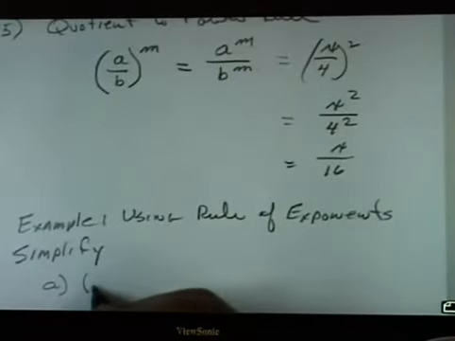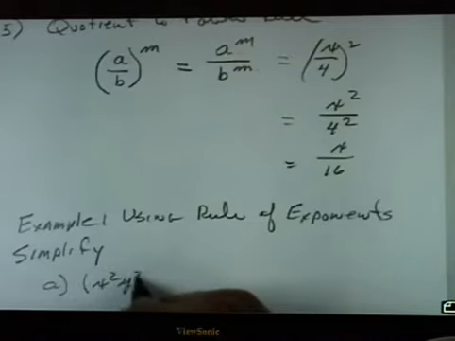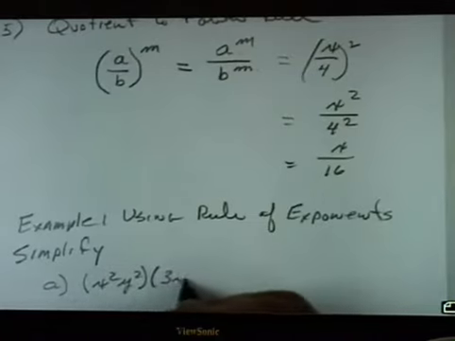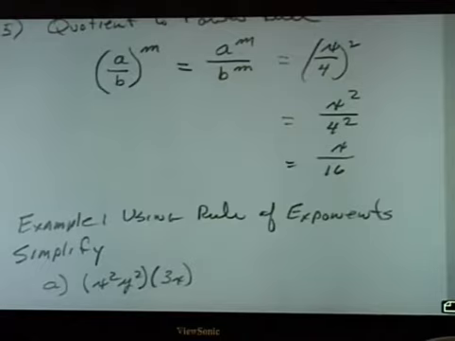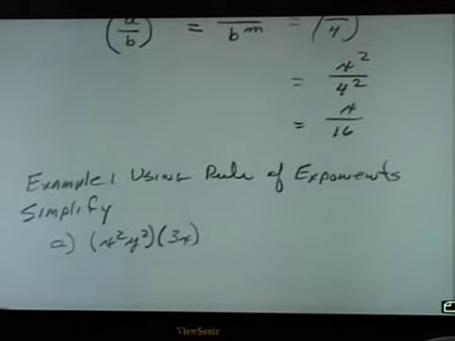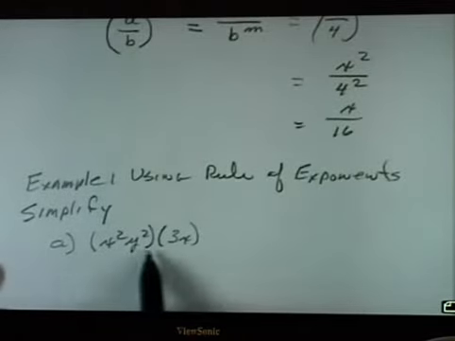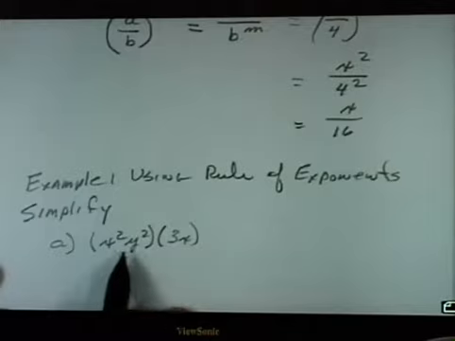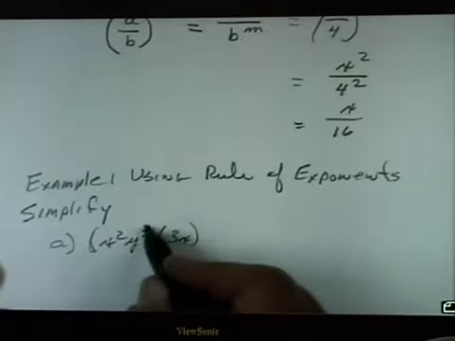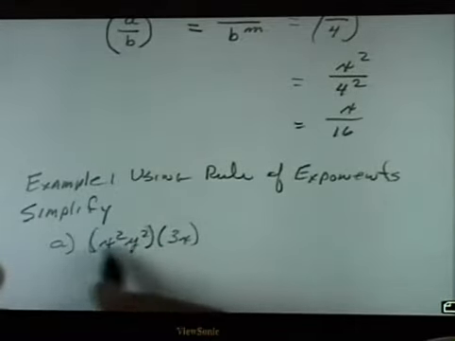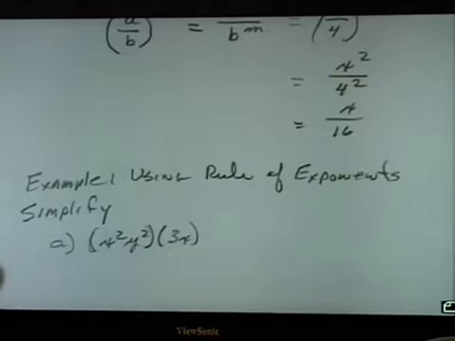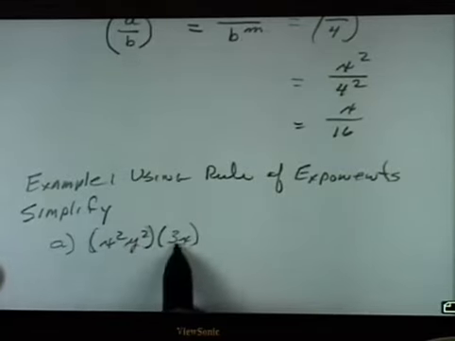So if they just have this, A is x squared y squared times 3x, there's no equal sign. That's not an equation. This is just an expression. So we're going to simplify this expression. We're going to remember from elementary algebra, when you have brackets like this, you multiply everything in this bracket times everything in that bracket.